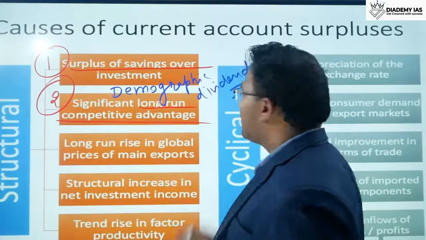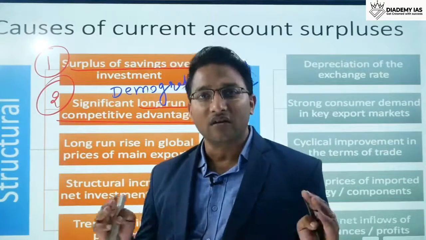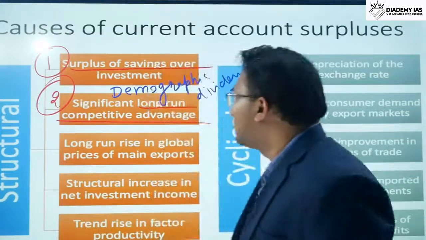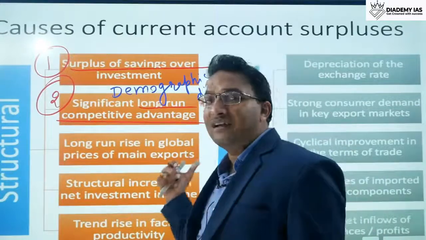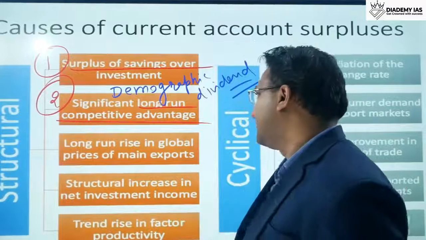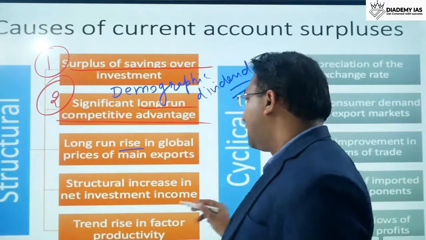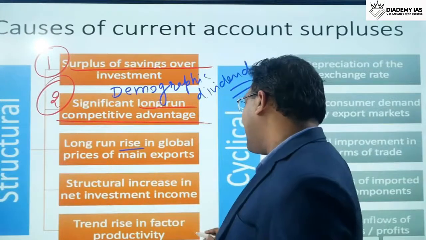So we have an advantage in the form of demographic dividend. Our working age population is increasing and dependent population is decreasing, right? So this demographic dividend can provide us long run competitive advantage as compared to other countries like Japan, China, and other countries. Long run rise in the global prices of main exports. Structural increase in the net investment income. Trend rise in the factory productivity.